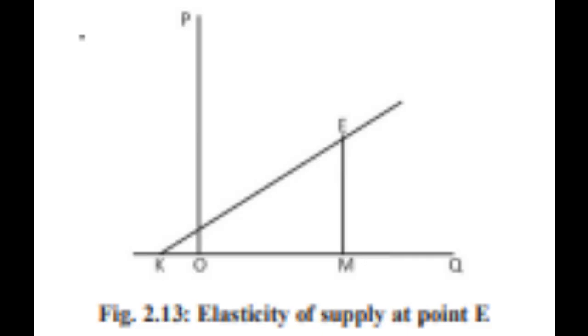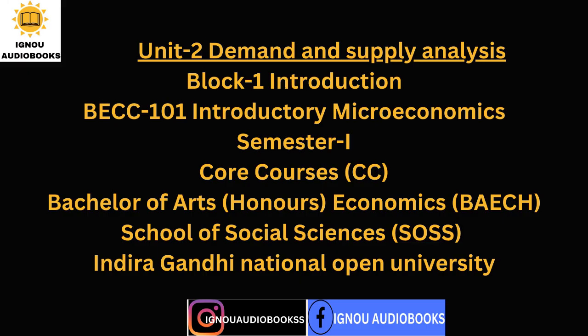Proof: initial price was O and quantity demanded was OM. The price rises to OA. At this price, the consumer does not demand any quantity of the good. So, new demand is zero. Using this information in the formula for elasticity, we get: change in quantity over original quantity, divided by change in price over original price, equals OM by OM, over OA by O, equals 1 by OA by O, equals O by A.